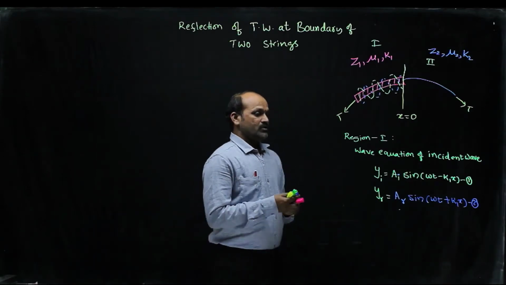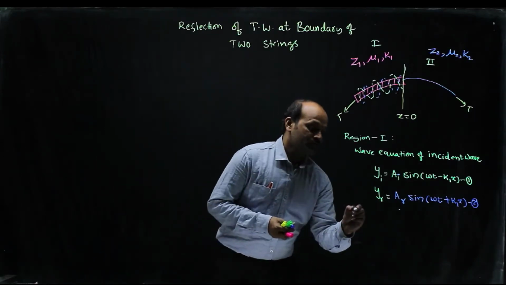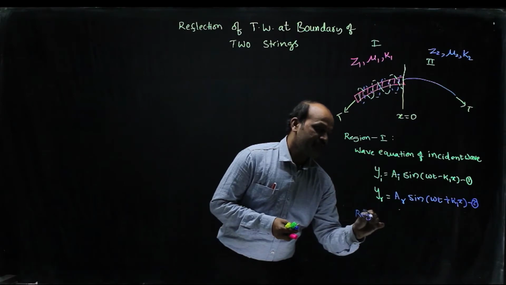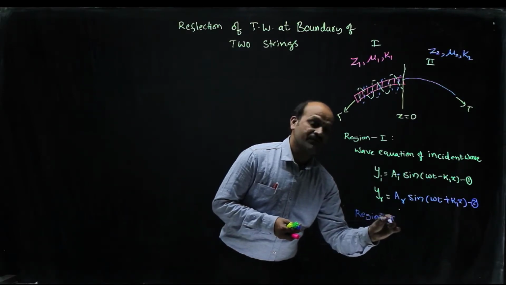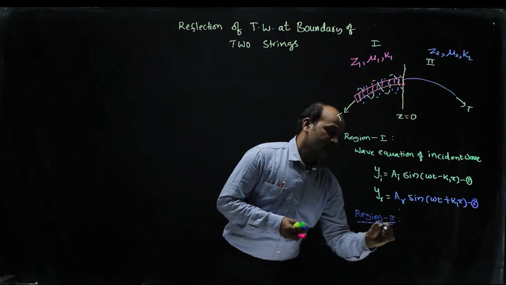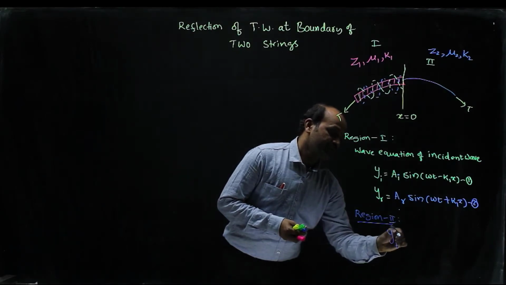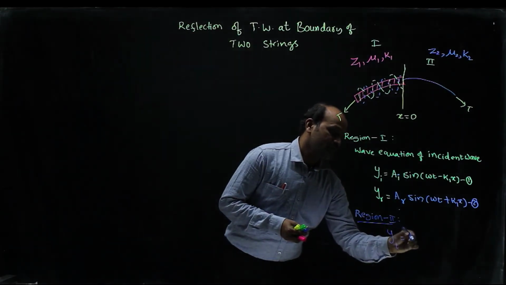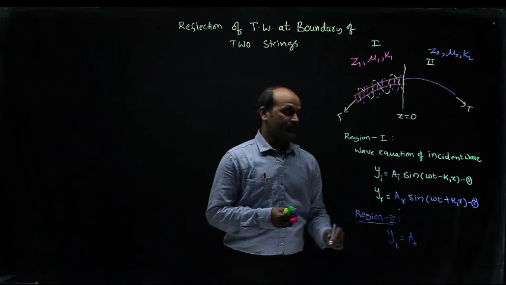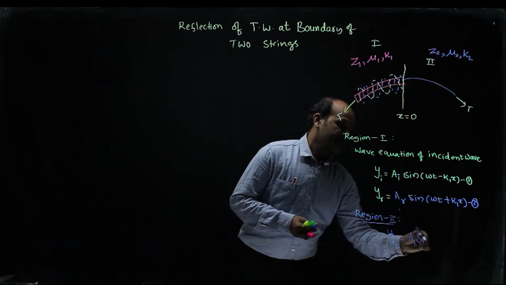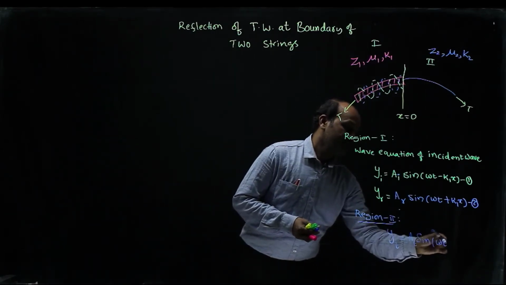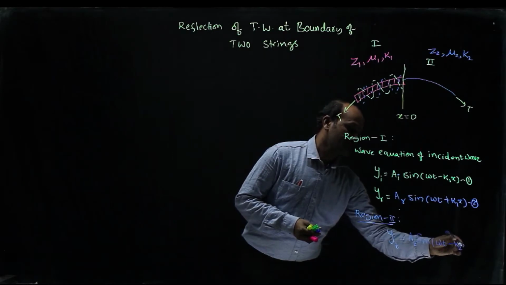In the same manner we write for region 2. In region 2 only the transmitted wave is there. So the transmitted wave is yt equal to at sin(omega t minus k2x).